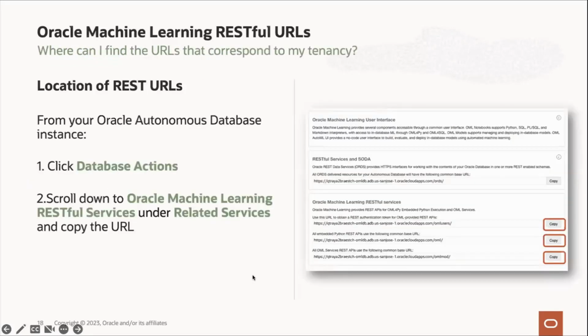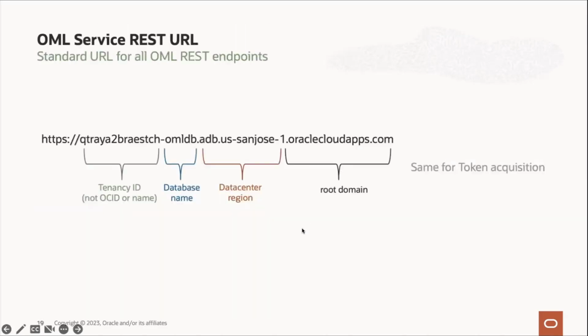As far as getting the URLs that you need to send these requests, you can look under Database Actions for your database. If you scroll down to the bottom, you'll find your OML RESTful services under Related Services, and you can copy the URLs that you will need. Looking at the structure of these URLs, it starts with your tenancy ID, your database name, and then your data center region. And then this root domain is something that's always going to be the same across any instance. It always ends with oraclecloudapps.com.